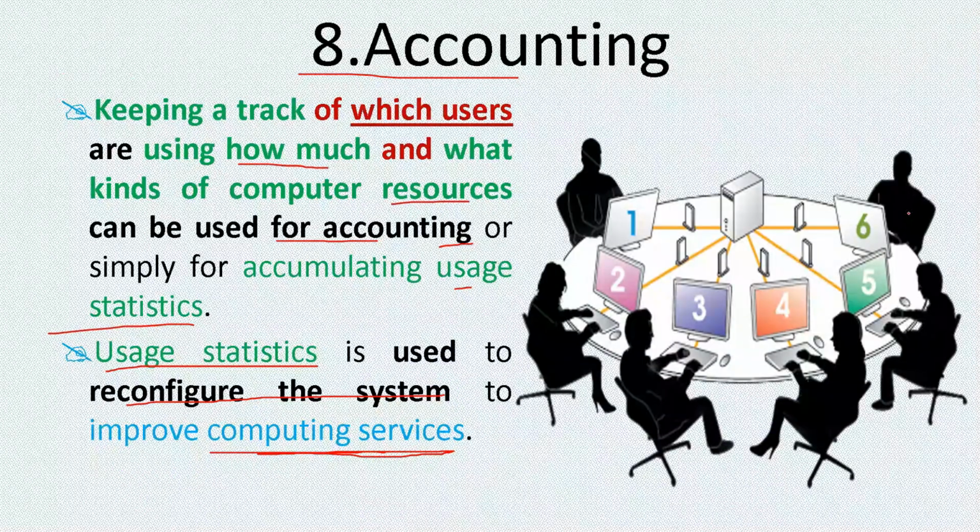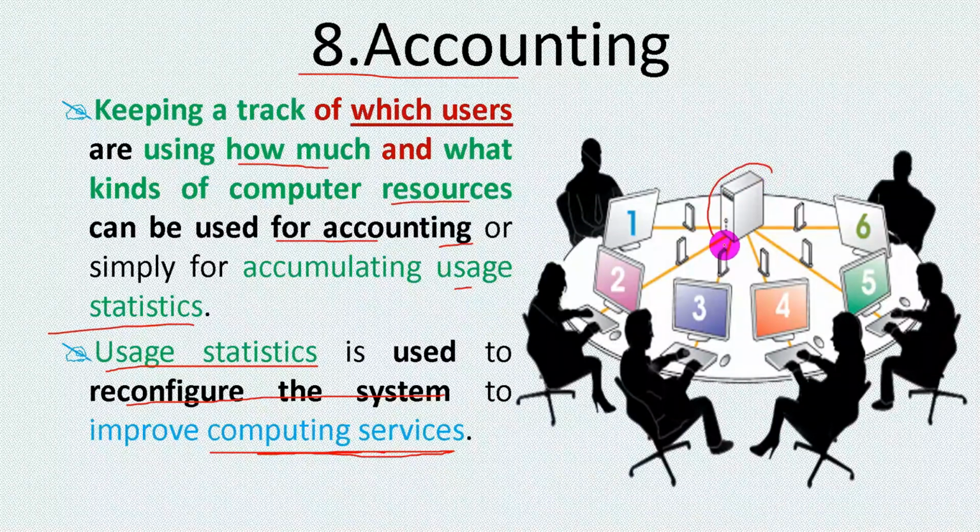There are, say, six users. These users use the resources. The resources contain different types, so each user may not use the same resource. So the operating system identifies what each user uses from the resources and how much, right? And it also checks what he uses from this resource and how much. That is what we call accounting. This is another task or service of the operating system for the user.